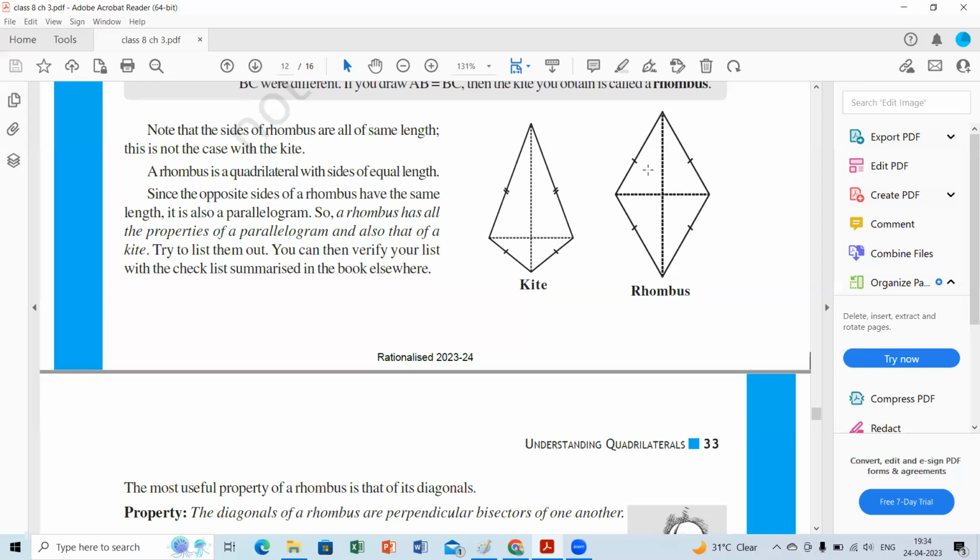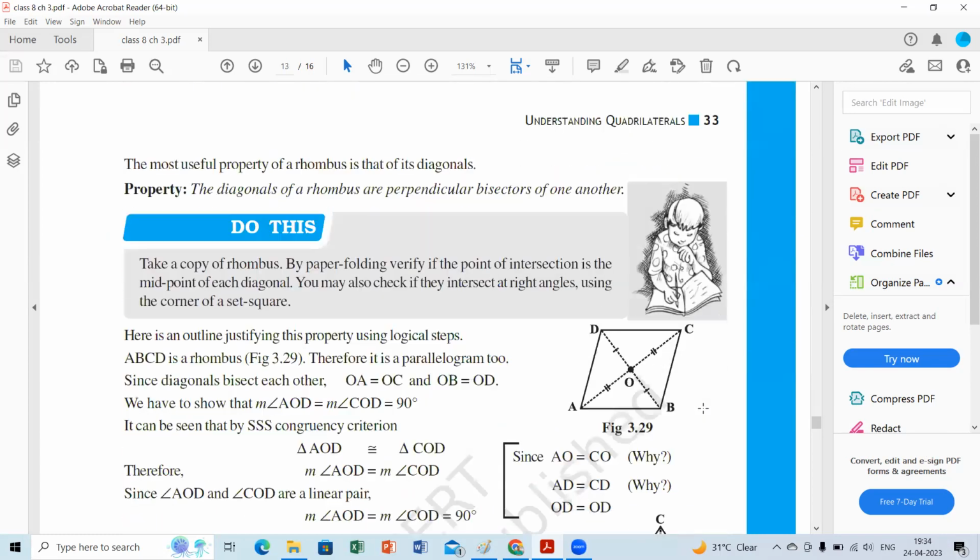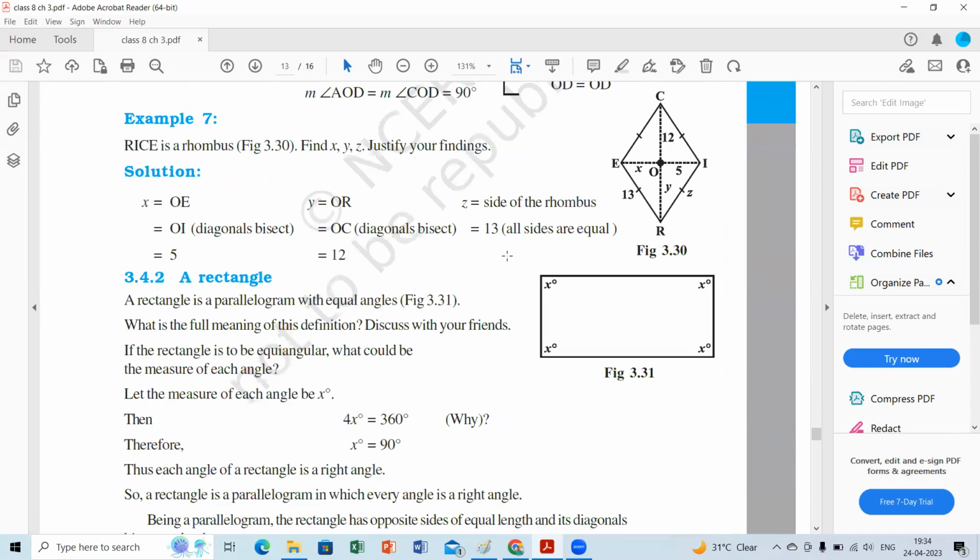All sides are equal. Opposite angles are equal. Opposite sides are parallel. Diagonals are perpendicular bisectors. That's very important. The word "perpendicular bisectors" is more important. Based on this, you can solve problems.